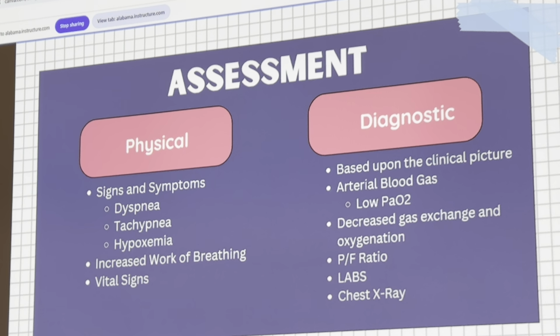So your PF ratio is your PO2 divided by your FiO2. So 200 to 300, mild ARDS, 100 to 200, moderate ARDS, less than 100, severe ARDS. If you get into that less than 100 range, your mortality risk is pretty high. Okay.